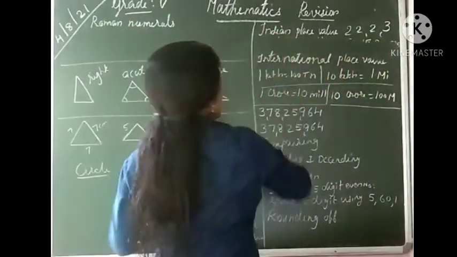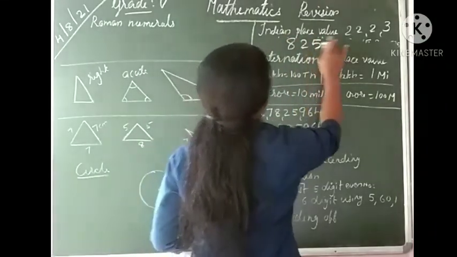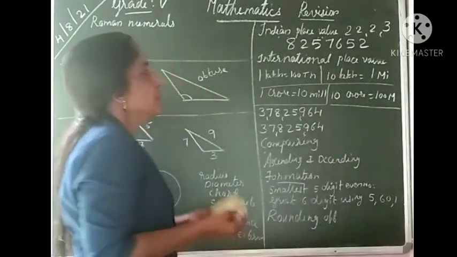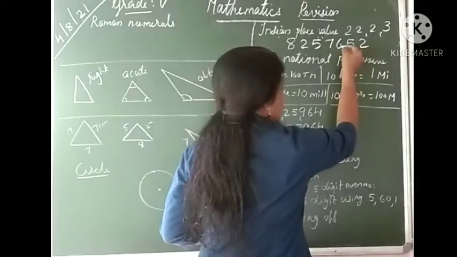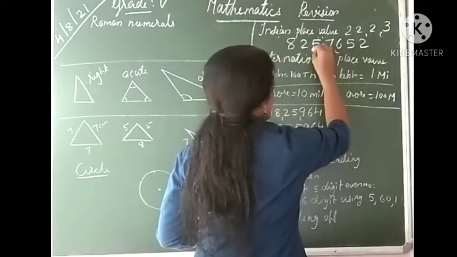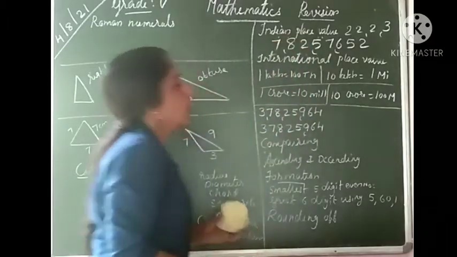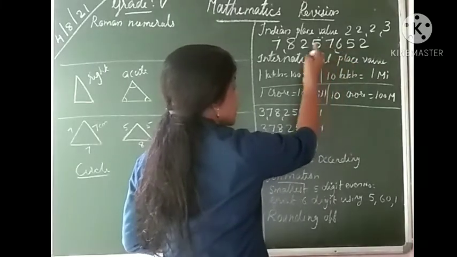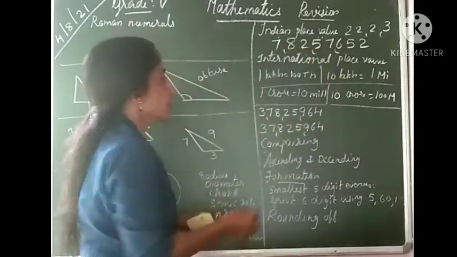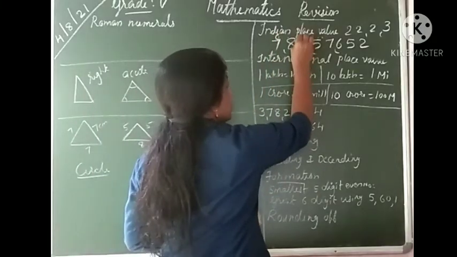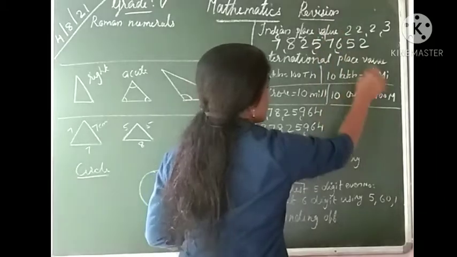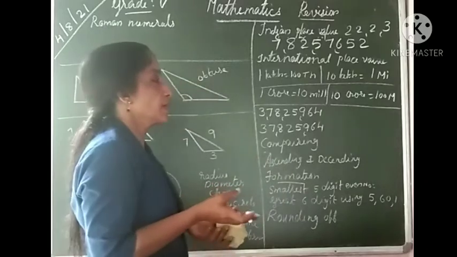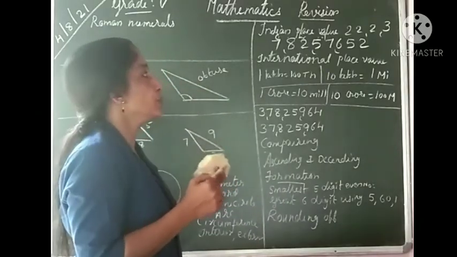Listen, one number is given: 8, 2, 5, 7, 6, 2. This is the number. Then if it is Indian place value, there are commas according to the order 3, 2. One more number 7. How can you read this number? This is 1s, 10s, 100, 1000, 10,000, lakh, 10 lakh, crore. Therefore we can read 7 crore, 82 lakh, 57,652. You have to arrange by putting commas as in groups 3, 2, 2, 2, etc.